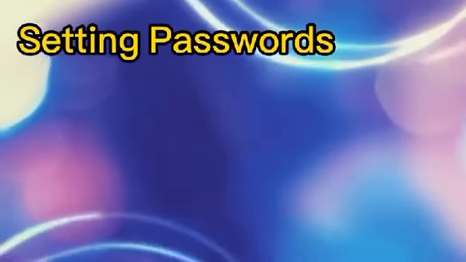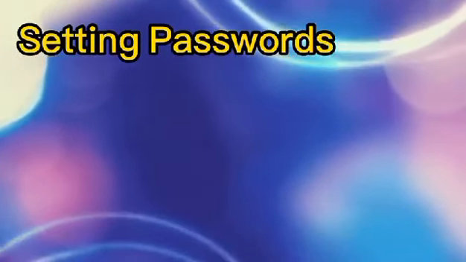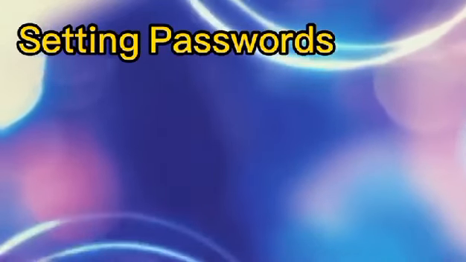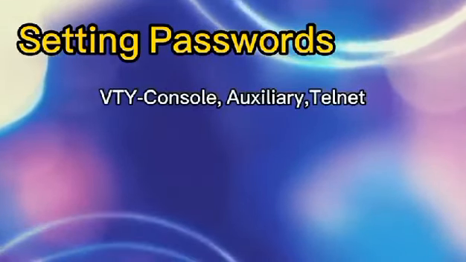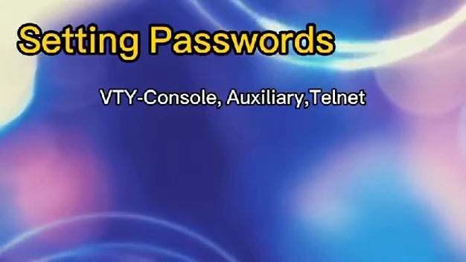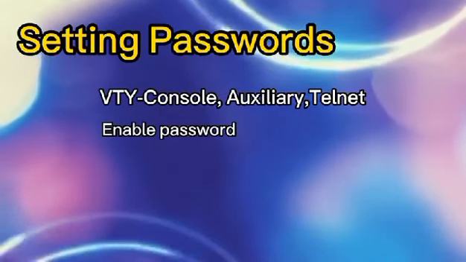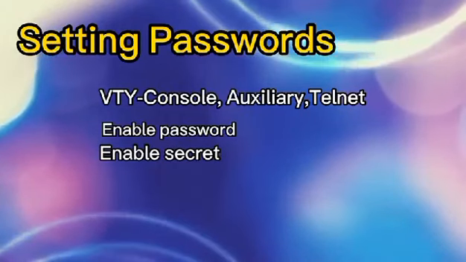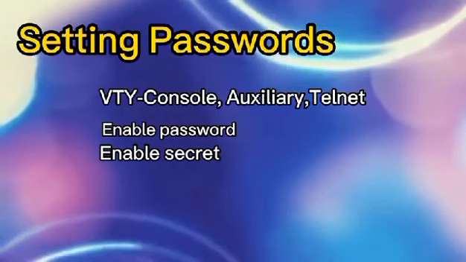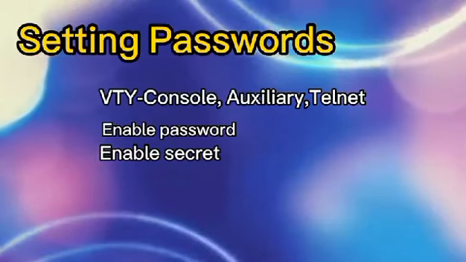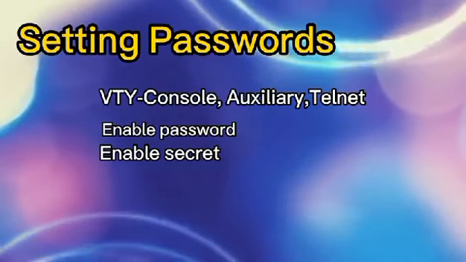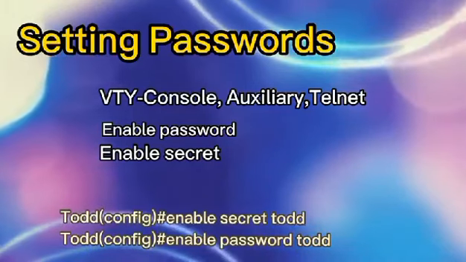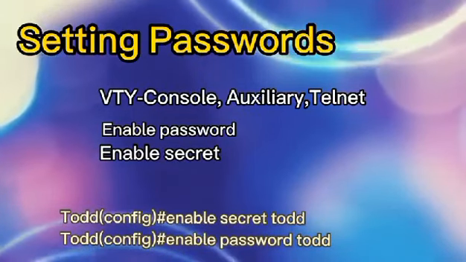Next is setting passwords. There are 5 passwords that can be used to secure your Cisco routers. First is VTY, then the console and auxiliary, and Telnet. And next is the enable password and enable secret. The enable secret and enable password are used to set the password that secures privilege mode. Below is an example of setting the enable passwords.